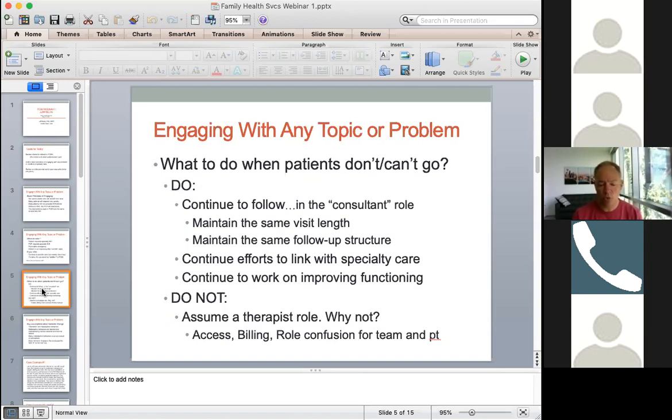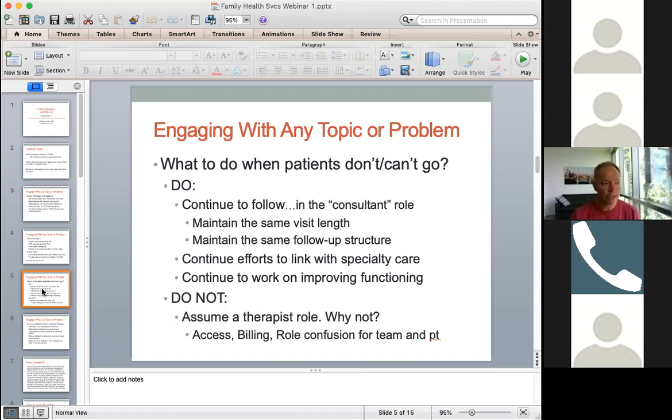So, okay, good. Last thing you do want to do is continue to work on improving functioning. Like I was saying, you don't want to fall into just kind of check-in mode with the patient. Okay, you're still here, good. Don't forget, you should go to specialty mental health. See you in 2 weeks, okay? Don't fall into that mode. Continue trying to work on improving their functioning. What you should not do, though, is like I was saying earlier, fall into that therapist role, okay? Now, why do I say that?